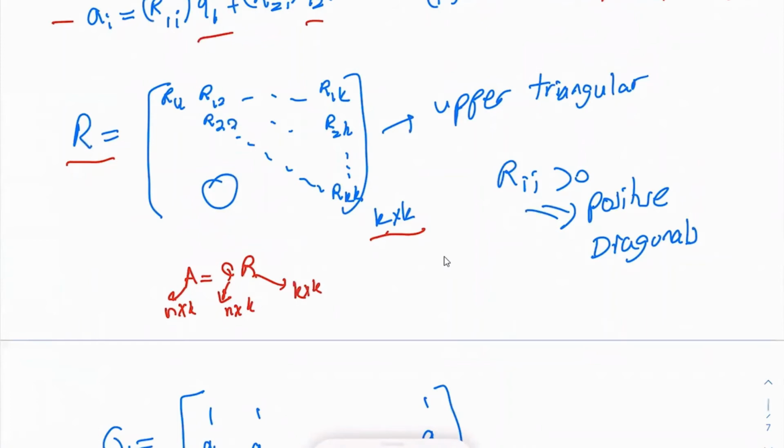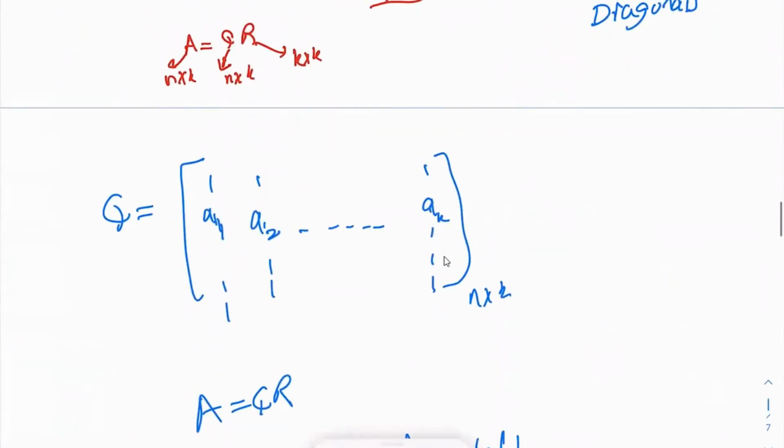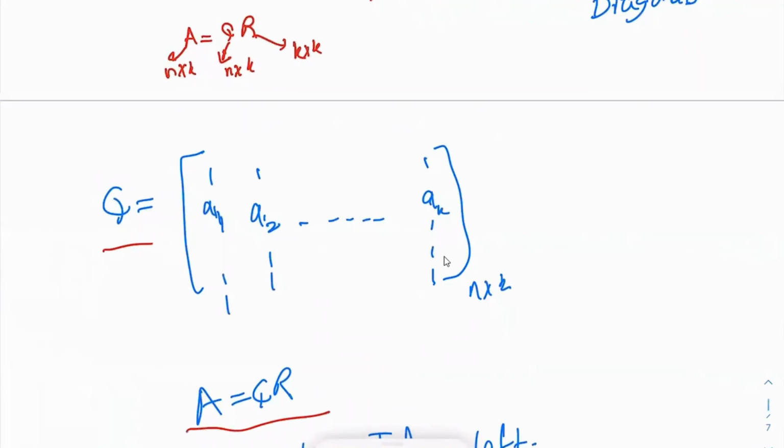R is this upper triangular matrix, whose elements on the main diagonal are always positive. And what is this Q? Q is the matrix with the orthonormal columns. What are the columns of Q? They can be easily found. You just apply Gram-Schmidt to the columns of A. Okay? Now you might be wondering, I know how to find Q, and I have matrix A. How can I find R? Easily, right? You let A be equal to QR.